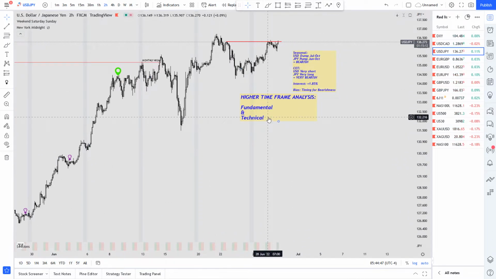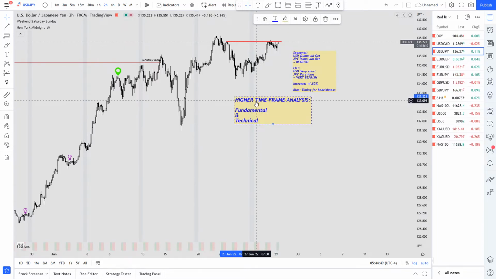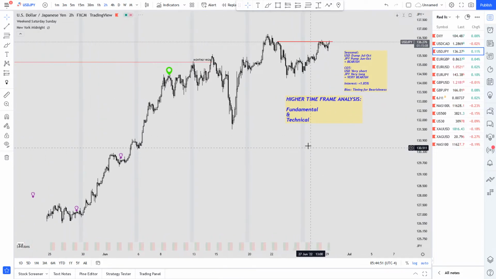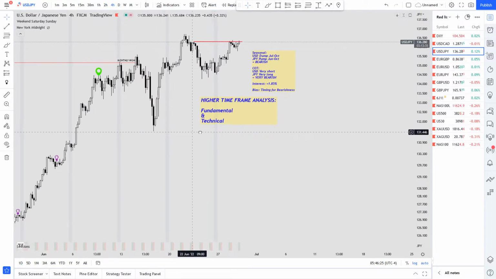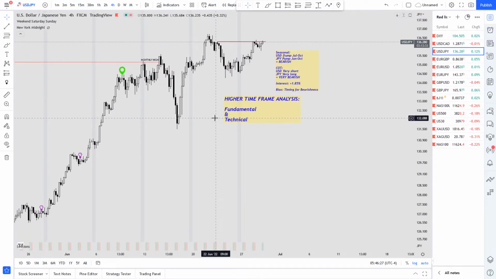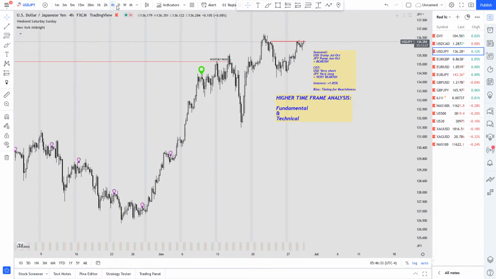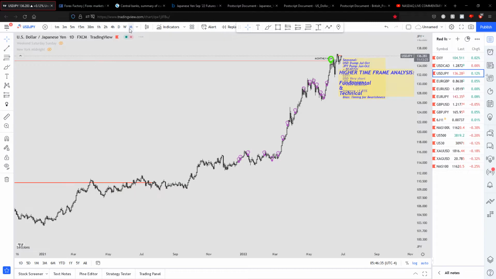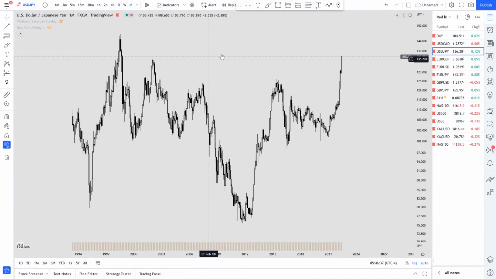Okay, so that's pretty much it for fundamental higher time frame analysis. And then you have your technicals. So technicals are the same thing we look for in lower time frames. So we look at where liquidity rests, we look for where imbalances are. However, we just do it in a higher time frame.